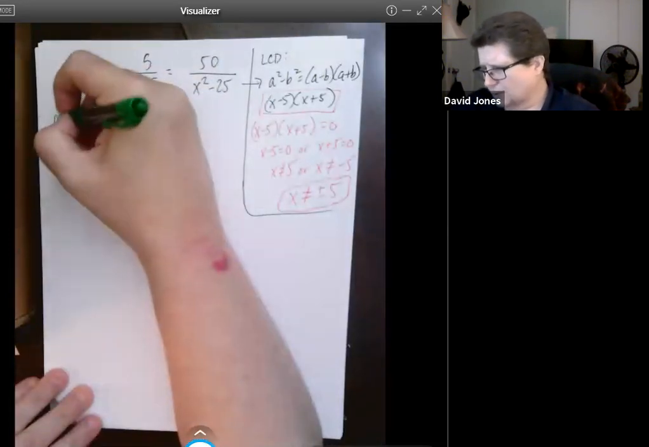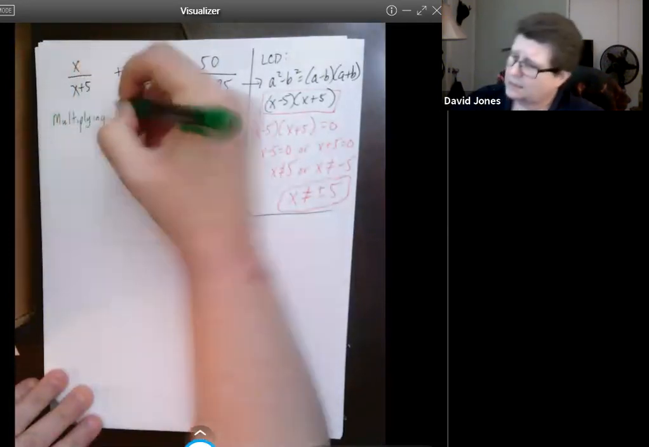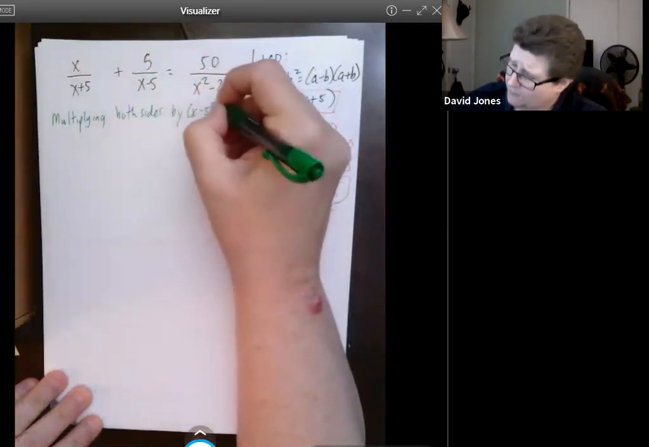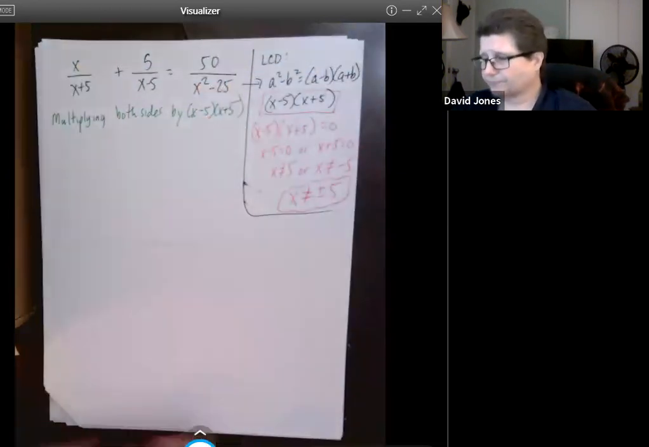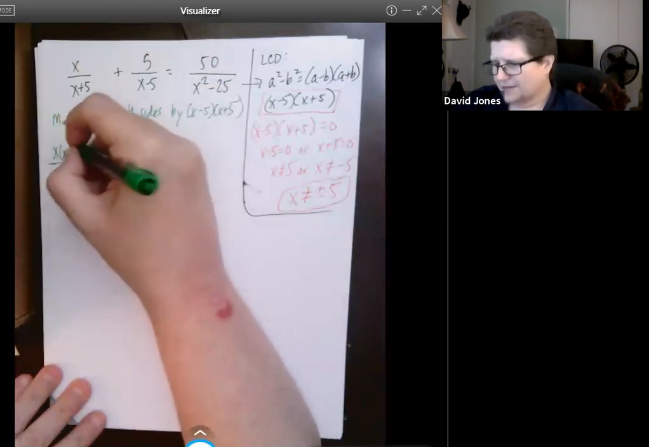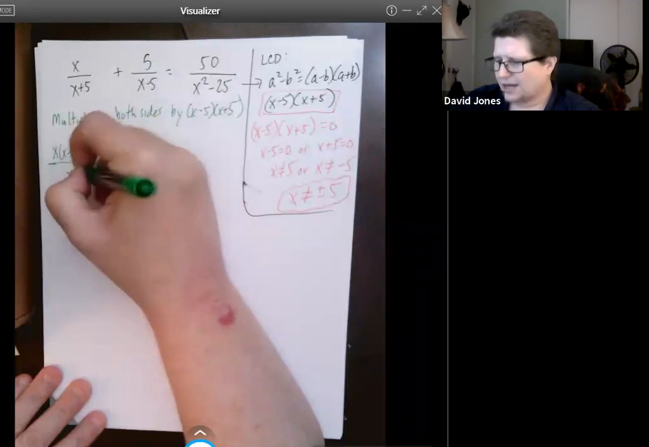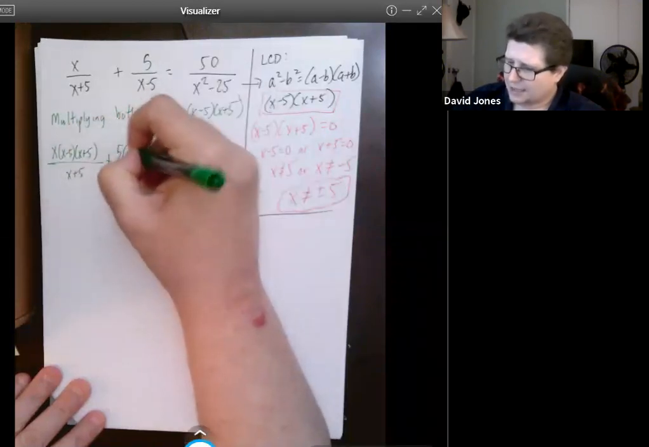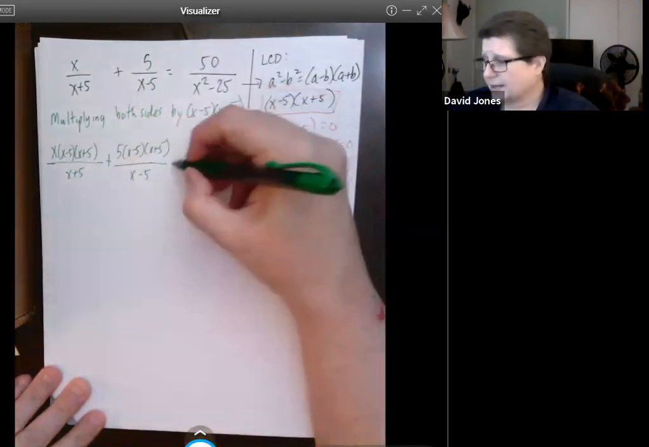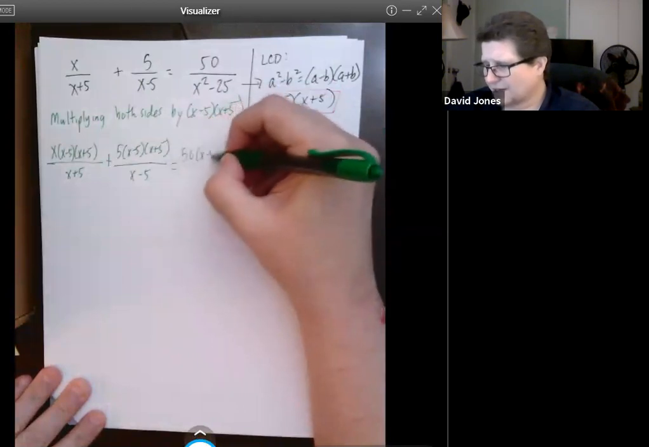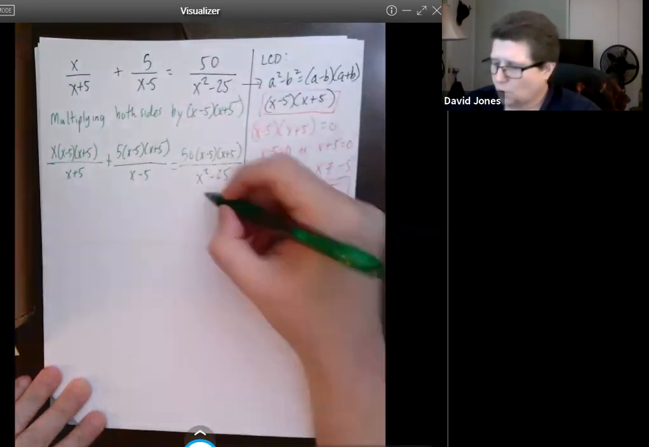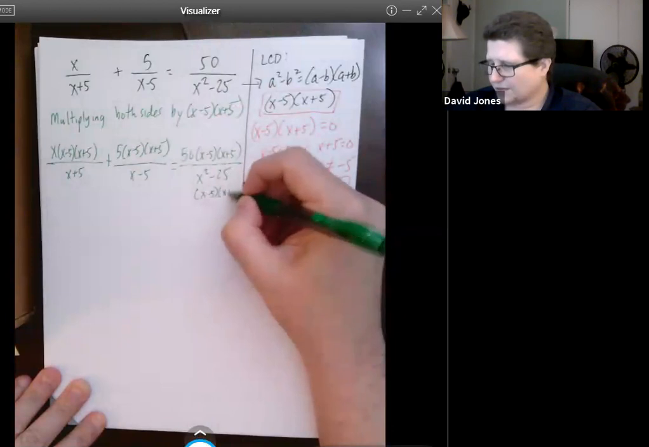And multiplying both sides by x minus 5, x plus 5, we get x times x minus 5 times x plus 5 over x plus 5, plus 5 times x minus 5, x plus 5 over x minus 5, equals 50 times x minus 5, x plus 5 over x squared minus 25, which is x minus 5, x plus 5 on the bottom.